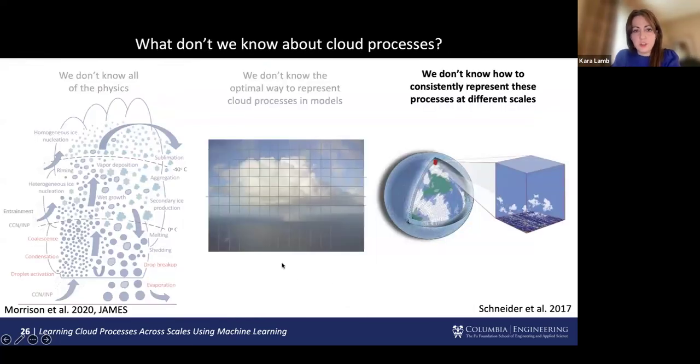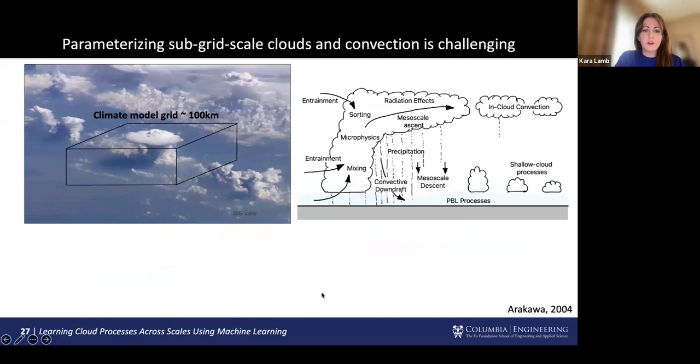So I'll just skip now to this last study that I wanted to talk about, where we were looking not at cloud microphysics now, but rather at how we might parameterize these larger scale convective processes at different scales. So coming back to this figure that I showed at the beginning of my talk, in a climate model, we do have to parameterize deep convection, so these larger scale storm systems.